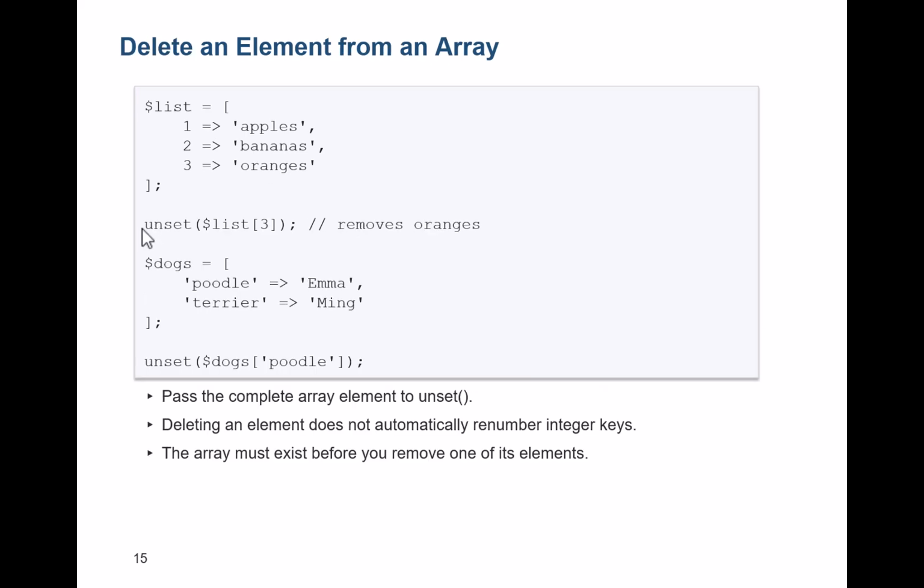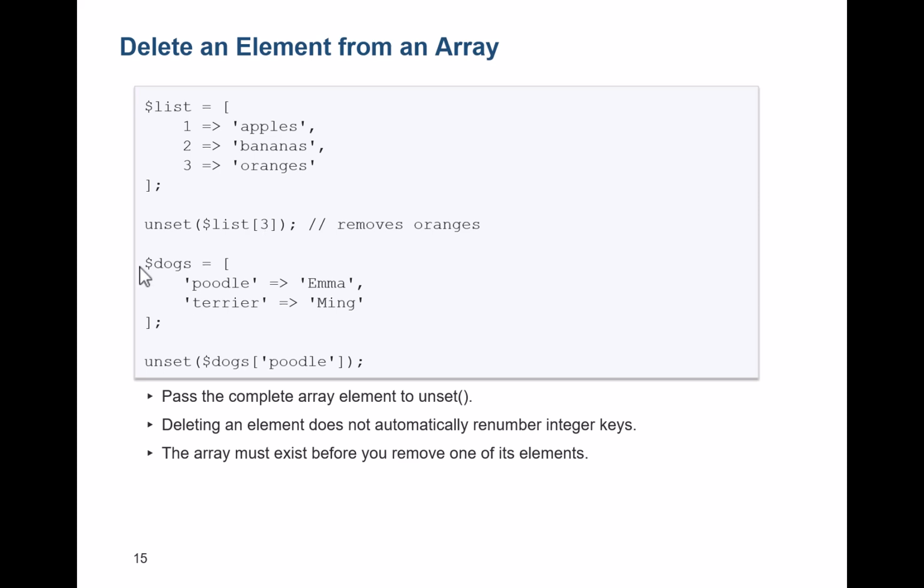Use the unset function to remove an element from an array. To remove oranges, use its key. We pass the complete array element to unset. This includes the array variable and the key. After the element is removed, PHP does not automatically renumber the remaining integer keys. The array now contains keys 1 and 2.